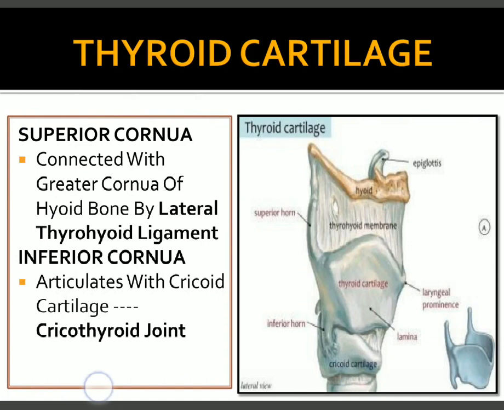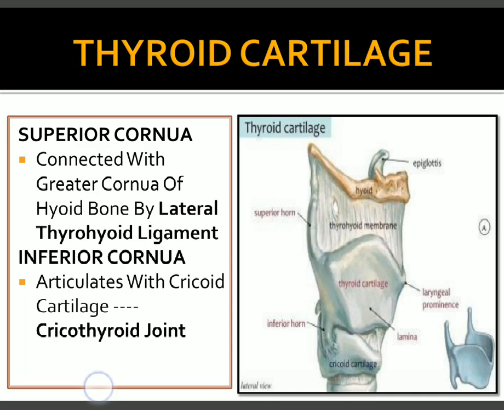So the superior cornua is connected with the greater cornua of the hyoid bone. This is the hyoid bone. This is the thyrohyoid membrane because it is between the thyroid cartilage and the hyoid bone. So it is referred to as the thyrohyoid membrane. So you can see here, this is the thyroid cartilage. This is the posterior border.